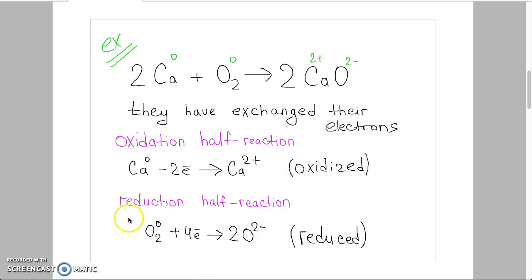In the reduction half reaction, 2 atoms of oxygen take 4 electrons and become 2 atoms of oxygen with charge -2. It means that oxygen has been reduced. Guys, please try to remember that +2 means that calcium has already given 2 electrons, and charge -2 means that oxygen has already taken 2 electrons.